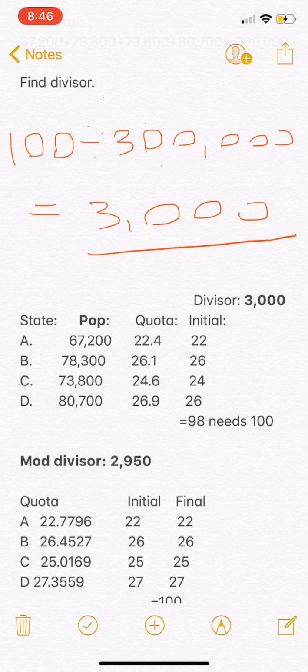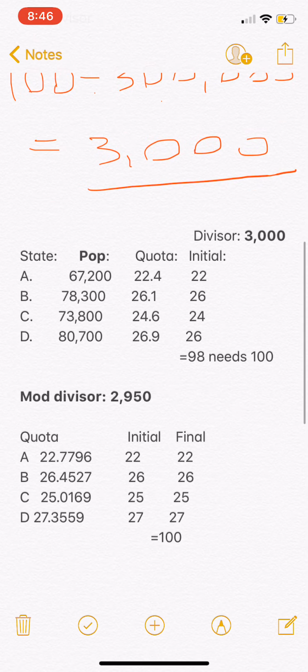So for state A, it would be 22. For state B, it would be 26. For state C, it would be 25. And D, 27. And for the final, it would carry on. So for A, it would be 22. For B, it would be 26. For C, 25. And D, 27.